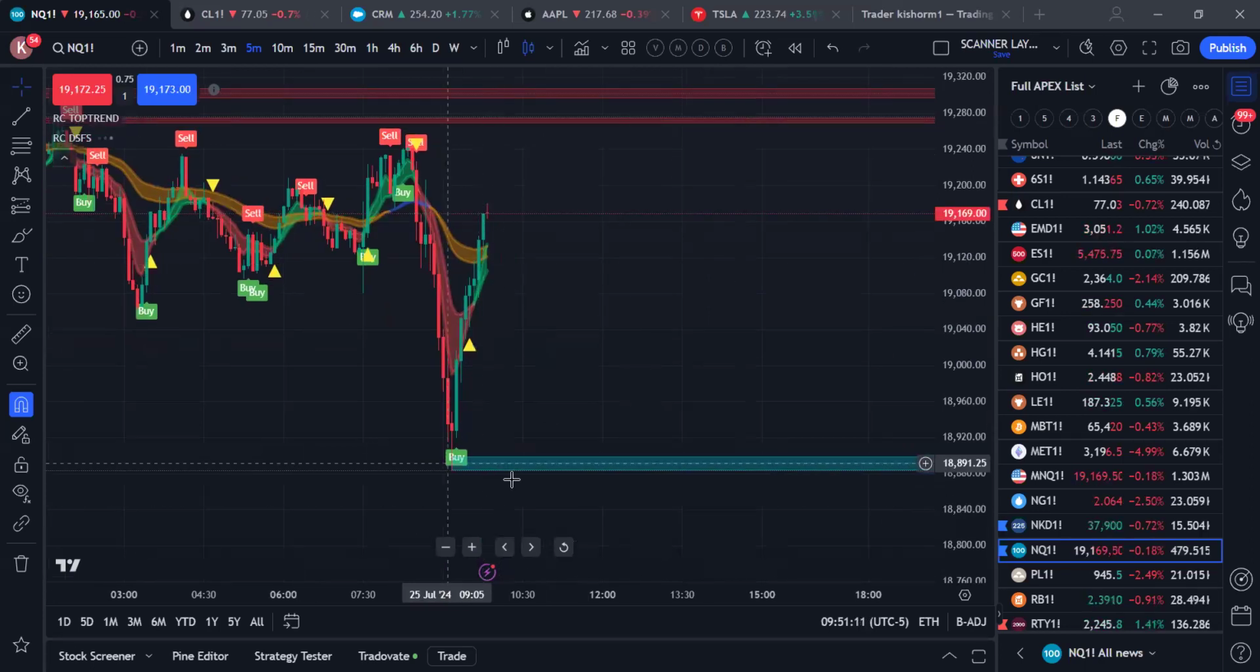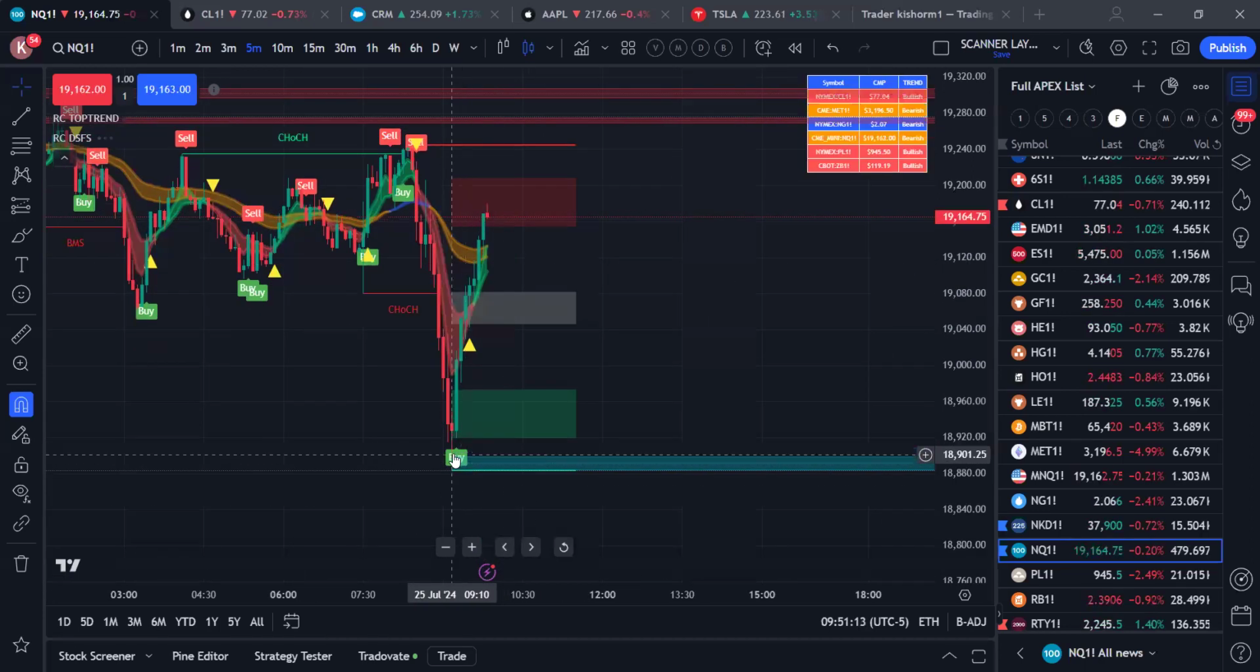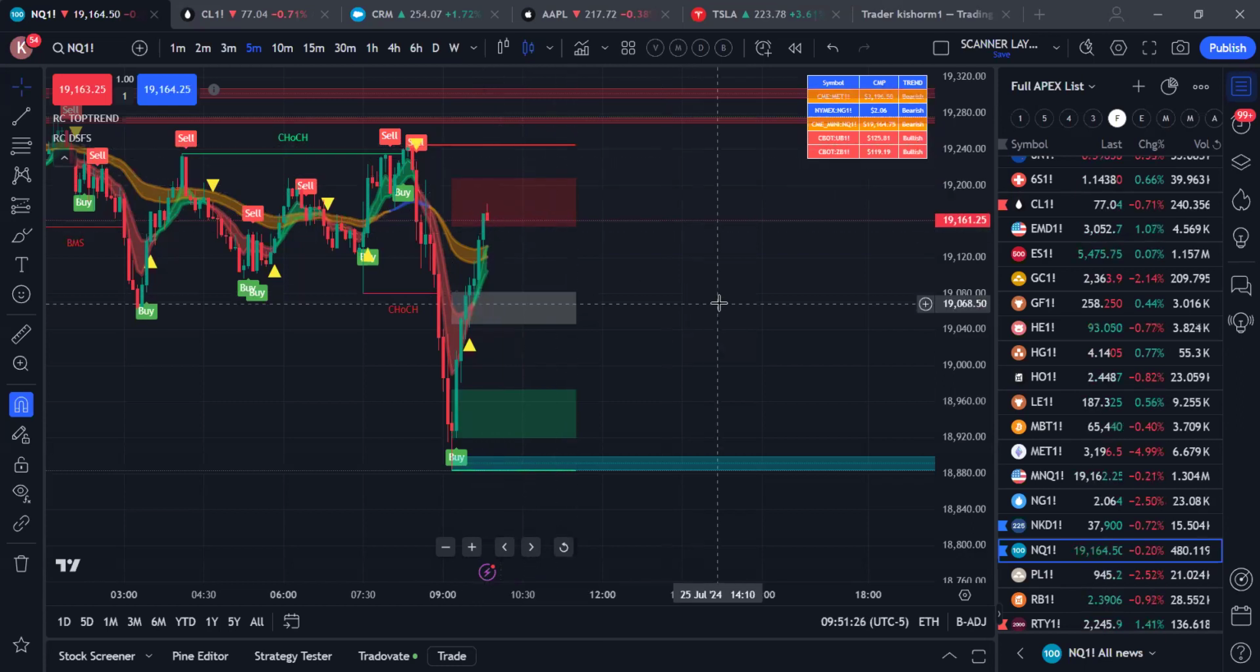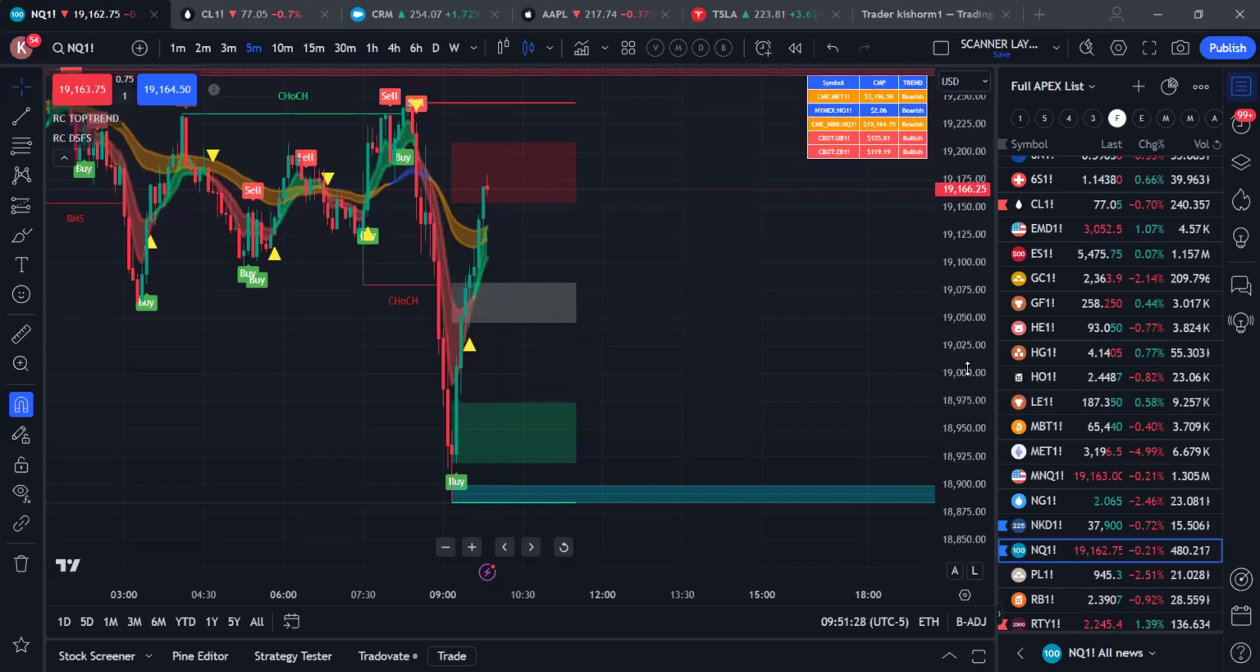So NQ also touched the support. There is a buy, came all the way to the bottom and then started going up. Now it is in the premium area, but it may go a little bit higher. If it touches this resistance and then drops, it is a much better opportunity. So we have to wait for the sell signal now.